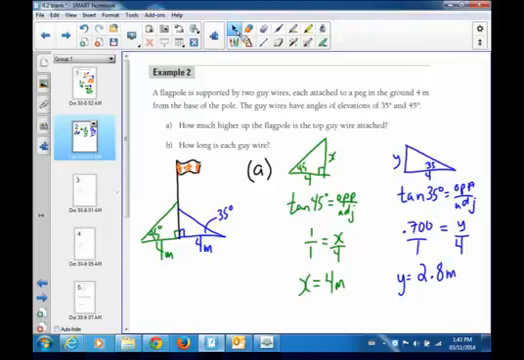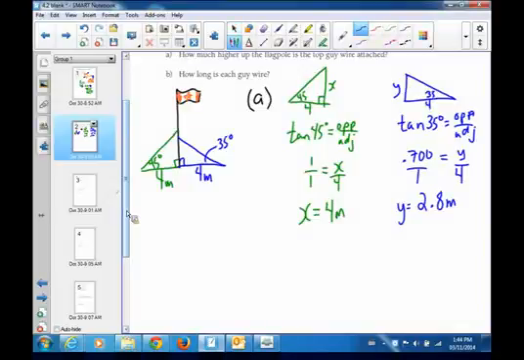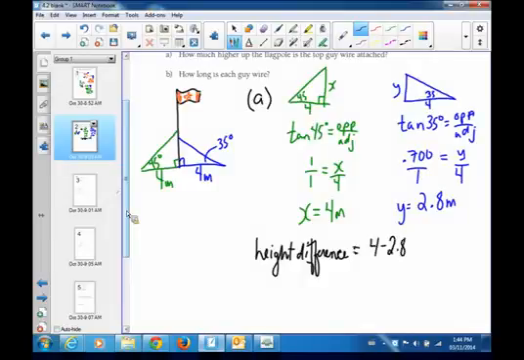Now, that doesn't entirely answer the question, does it? A, how much higher is the flagpole, up the flagpole as the top wire? How would you find the difference? Subtract. 4 minus 2.8 gives you the answer you want. So, height difference, which is 1.2 meters. That answers A.